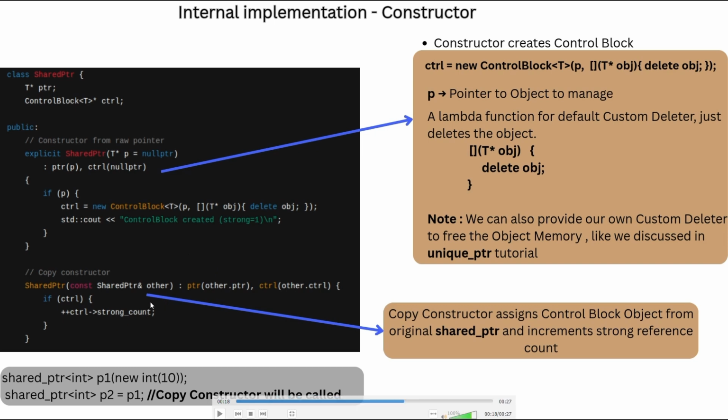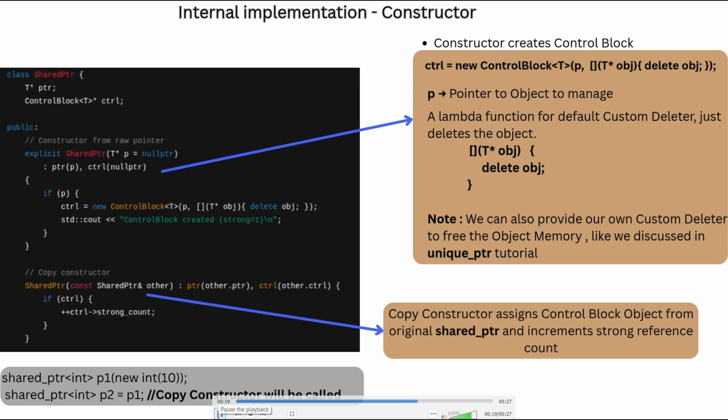It just copies the pointer and the control block, and the control block is shared by all the shared pointer copies created. They all share the common control block. Inside that, the strong count will be incremented every time you do a copy. So this is the constructor side: you have a constructor and a copy constructor.